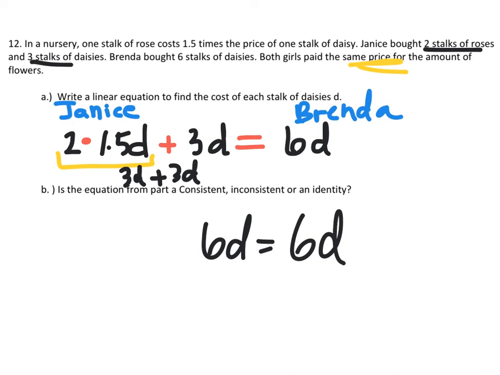So then we look at that, and we have to determine, is this consistent, inconsistent, or identity? And if these are identical, or a true statement, then we would call this identity.